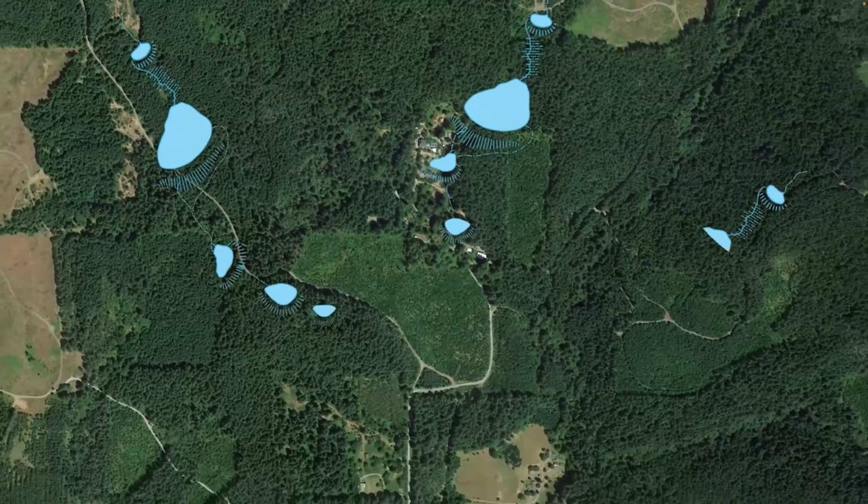Starting from the bottom of the pond, it's very important to keep in mind that the bottom of the pond needs to be excavated all the way down to the impermeable layer.